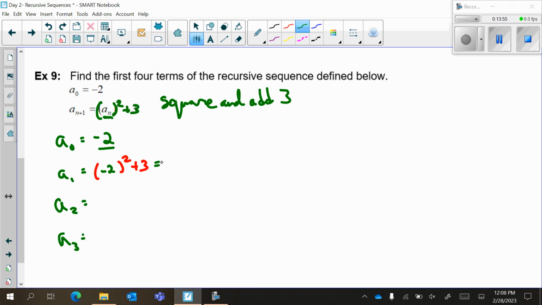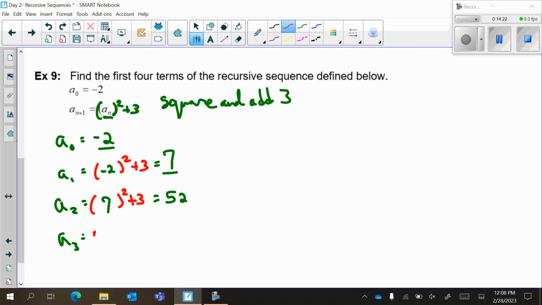Make sure you're using parentheses in your calculator. Plus 3. +4 plus 3 is 7. Please make sure you can actually put that in the calculator and get that. Now we're going to square and add 3 again. We're going to take the previous term. Our previous term was 7. 7 squared plus 3 is going to give you 49 plus 3 is, what is that, 52?